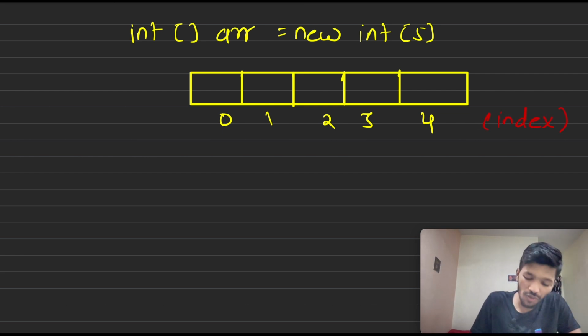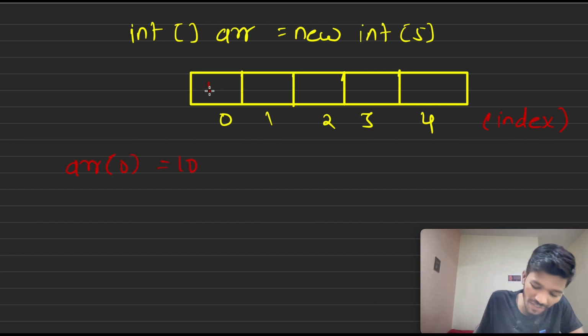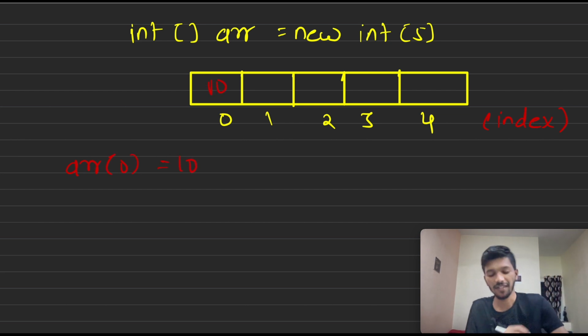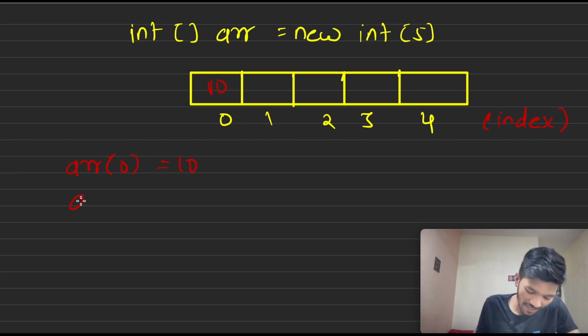Now I want to store the value at these indices. How can I access the element present at index 0? Simply I can write ARR of 0 equals, let's suppose, 10. The value 10 will get allocated. Now I want to store a value at index 1, so ARR of 1 equals, let's suppose, 20. So here 20 will get allocated.